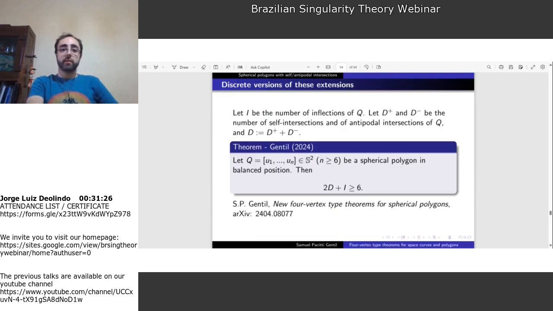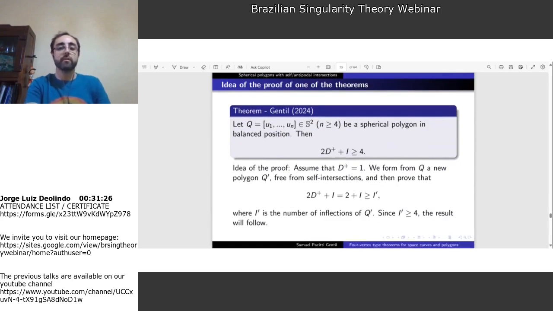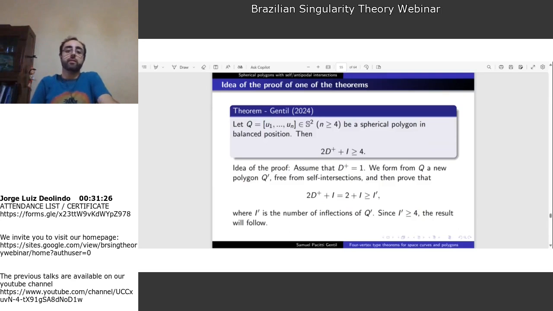So I will simply go through the outline of the proof. It's not that complicated. I will just talk about the proof of the first theorem. The other proofs follow along the same lines. But the idea is that we simply assume that the number of intersections is 1, simply because when this number is 0, then we go back to the theorem that we already proved. And if this number is 2 or greater than 2, then this inequality is trivial. So we just have to look at this case here.